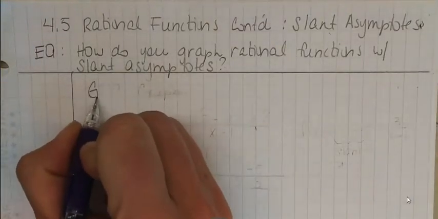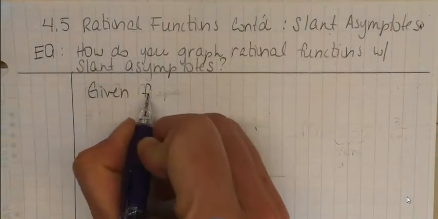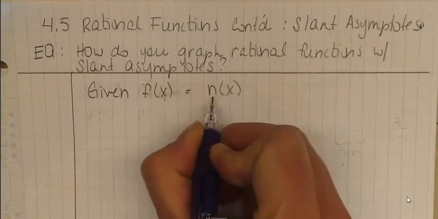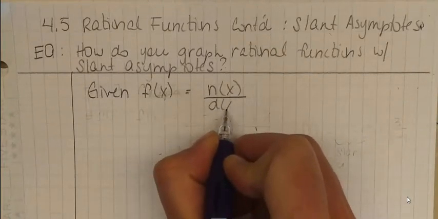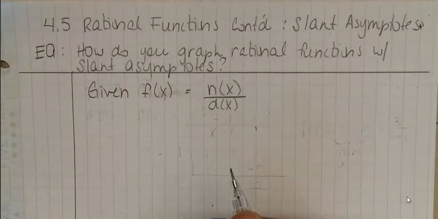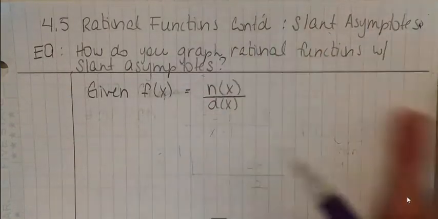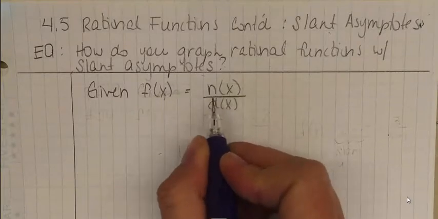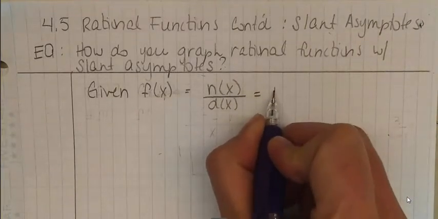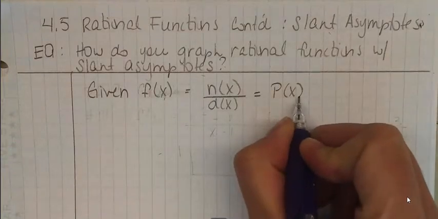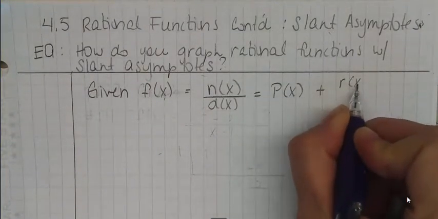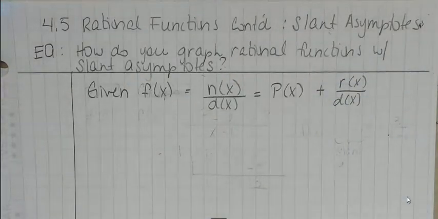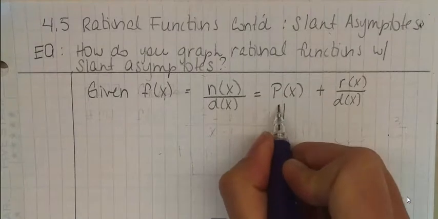I'm going to start with the fact that you are given some function f of x, and that function is some numerator polynomial over some denominator polynomial. And what we've been doing in your previous lessons, I should say, is that you've been using synthetic substitution to write this as a mixed number. So this could also equal some polynomial plus the remainder over the denominator polynomial. Well, here's the thing. P of x is what we want to focus on.